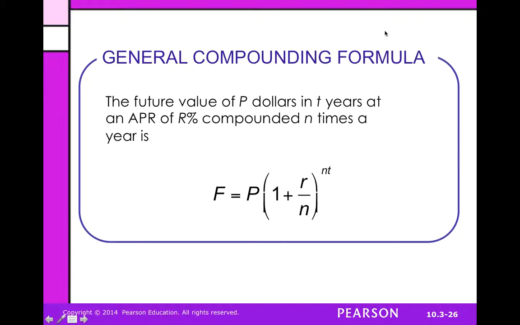So the future value of P dollars in T years at an APR of R% compounded N times per year. So think monthly, right? The formula is this: the amount of principal you invest times 1 plus APR in decimal divided by number of times you compound per year, all raised to the exponent NT. Number of times per year times number of years.